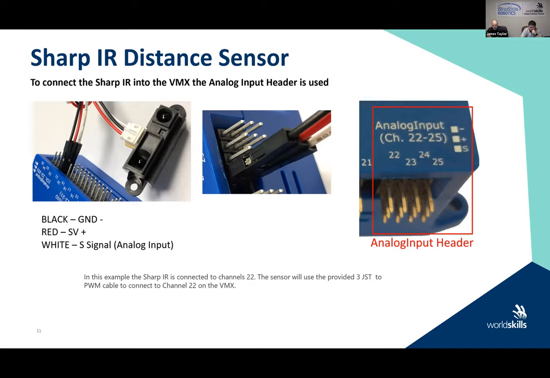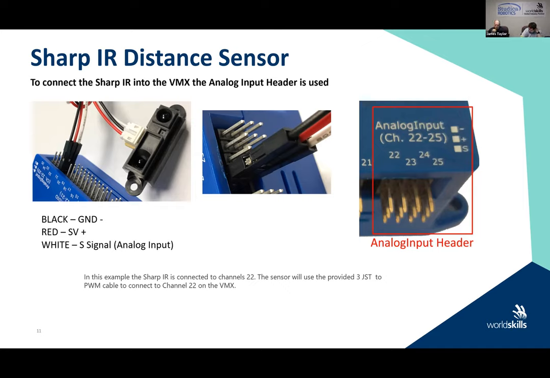Black goes to ground, red goes to the source voltage, and white goes to the analog input. Like Earhart asked yesterday, watch those diagrams, because some of the cables have a couple of differences. Coming out of the Sharp IR, it's red, black, white, but going into the VMX, it's black, red, white. So the cable is flipped. The new cables give you three so that you can connect those correctly.